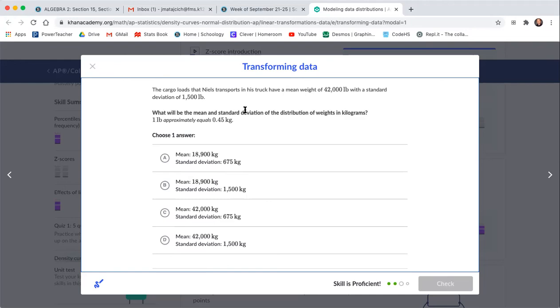Since we're multiplying this time to convert units, both statistics are going to change. Both the mean and standard deviation are going to change. Multiplying by 0.45 cuts them to a little less than half. So the mean would be 18,900 kilograms, and the standard deviation is going to drop to 675 kilograms.